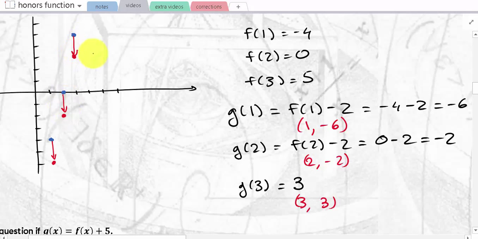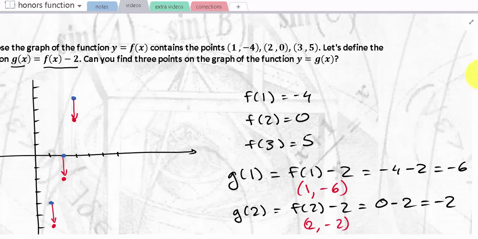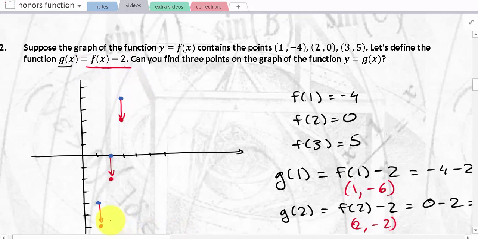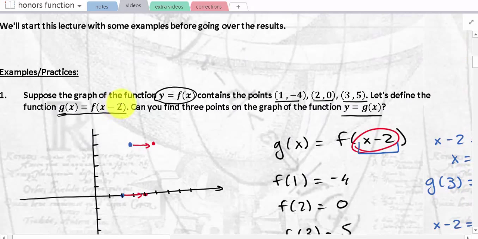So down 2 units when the expression is f of x minus 2. Now, if we look at this right here, we see this minus 2 is affecting the f of x. It's affecting the output of f, while in the previous example, the minus 2 was affecting the input, right? You are affecting the x before you take f of x, okay?